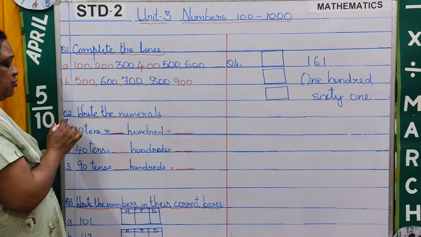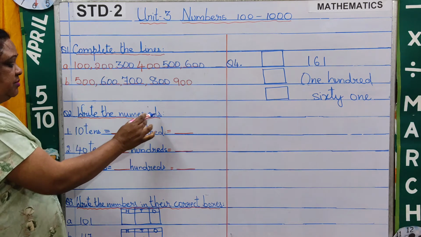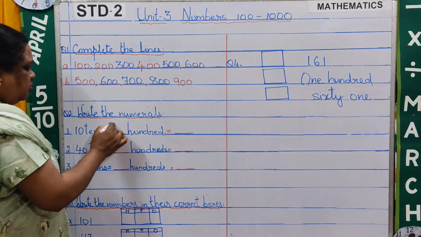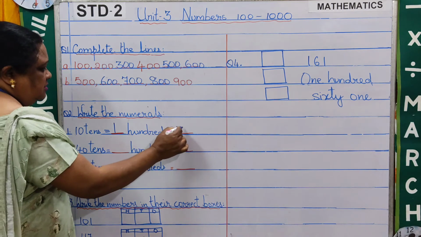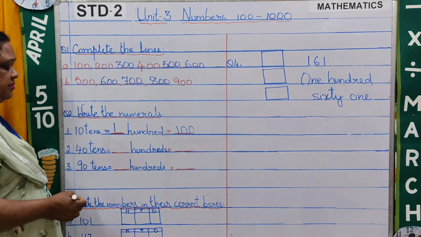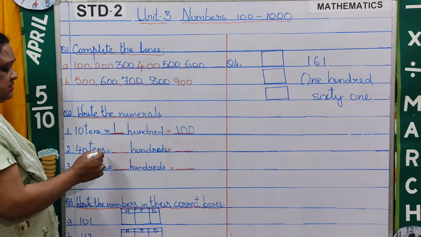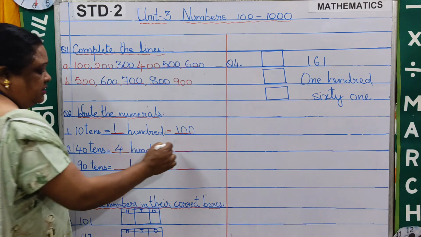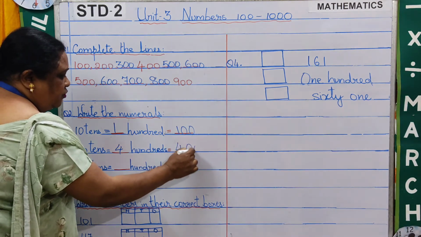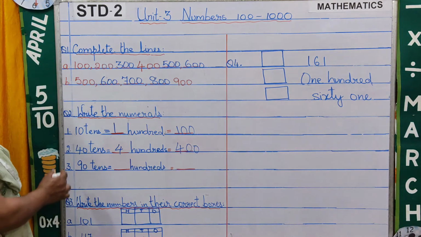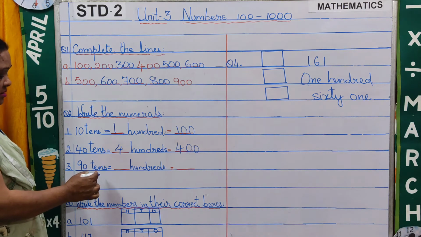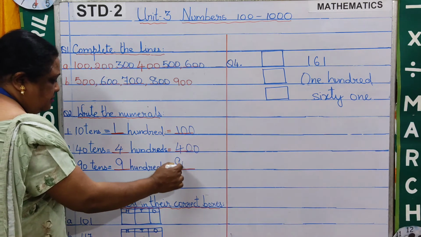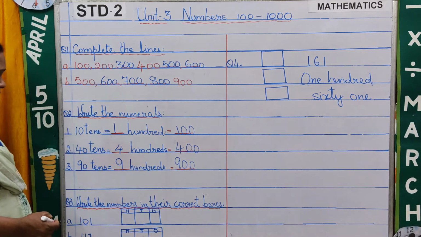Question number 2. Coming to question number 2, children. Write the numerals. 10 tens is equal to 100. In numerals we write 100. Number 2, 40 tens is equal to 4 hundreds. In numerals we write 400. Number 3, 90 tens are 900. We write the numeral 900.